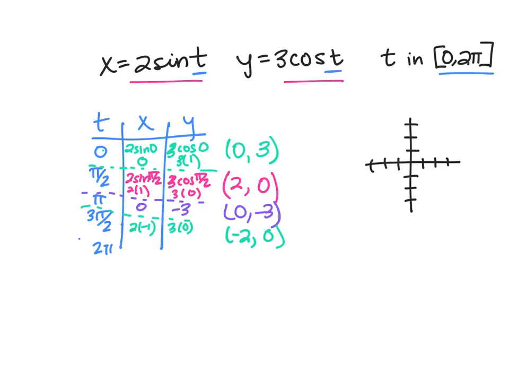Remember, you have a calculator, so you can also plug this in your calculator. Keep in mind, though, that all of those are in radians, so be careful if you're relying on your calculator, because you'd have to switch that mode up. Last one, 2 pi. 2 pi is the same as 0, so we end up with 0, 3. So if we plot all those points, we have 0, 3 as a point, 2, 0, 0, -3, -2, 0, and then it comes back up to the top.